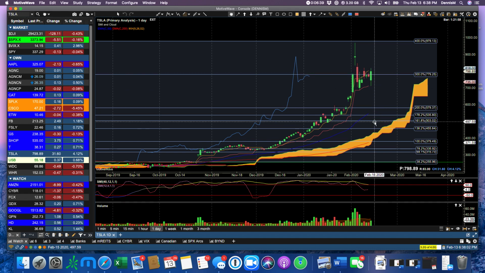So look, I'm still short a couple of contracts that are sort of hurting right now, down $250. I'm prepared to lose $400 before I get out of that trade. That might happen tomorrow.